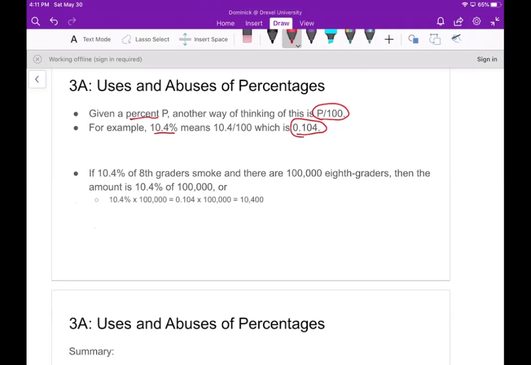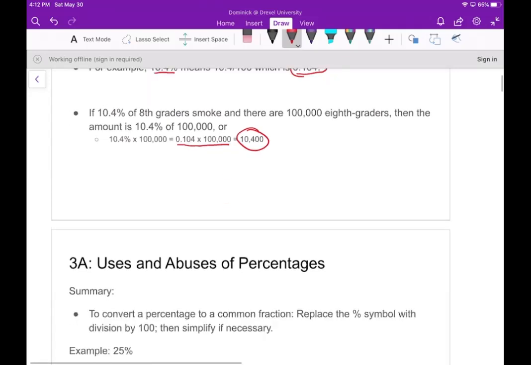So for example, if we said in that statement that 10.4% of eighth graders smoke, and there are 100,000 eighth graders, then we would take 10.4% of 100,000. The way that we would do that is we would multiply the decimal version of 10.4%, which would be 0.104, and that would give us 10,400. Right, and just so we're clear, this isn't an accurate statistic as far as I know. This is just for the sake of the computation.